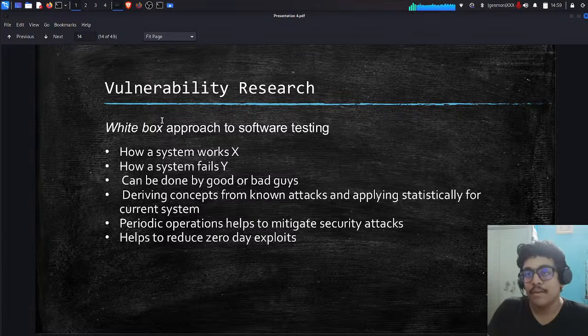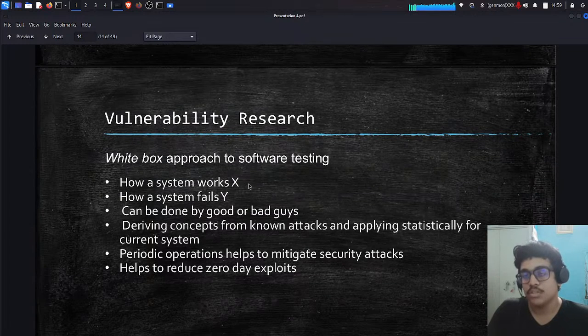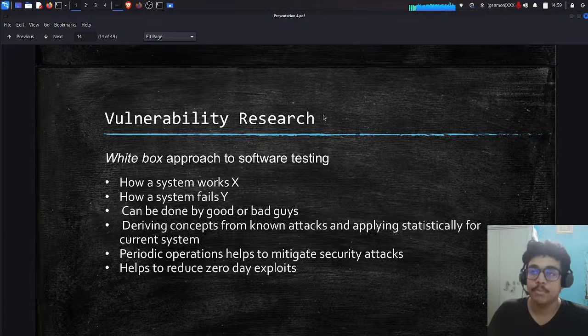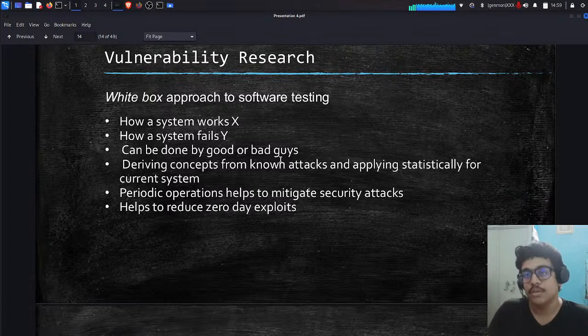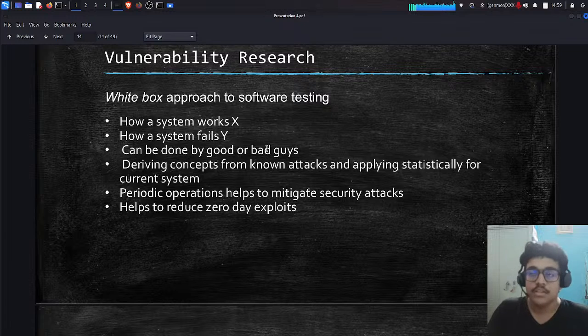We will be going to the white box approach to software. Vulnerability research is something like a white box approach to software testing. The white box approach is a systematic, step by step approach to test a system so that it will not be misconfigured. It focuses on how a system fails rather than how a system works. When we do vulnerability research, our motive is to harm the system, but in a controlled environment. It can be done by good or bad guys both; it depends on the intention, deriving concepts from known attacks and applying them statistically to the current system.